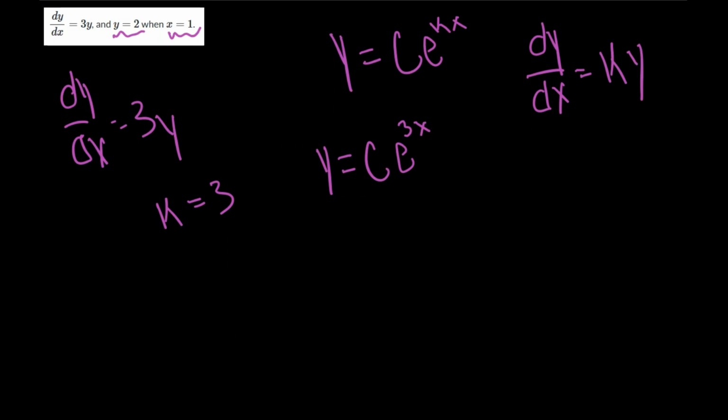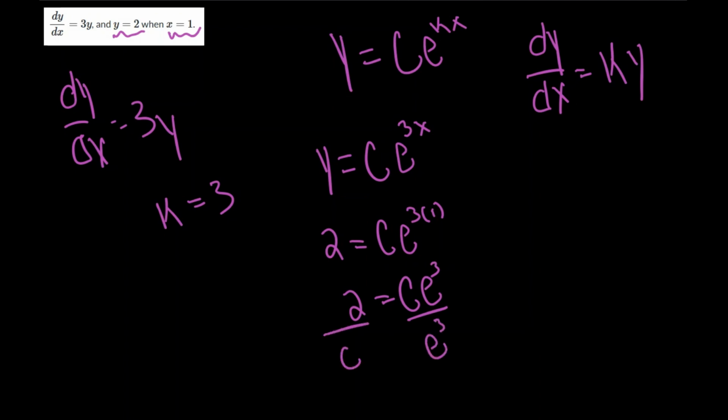And then we can solve for our initial value by plugging in our initial condition. So we can do 2 is equal to c times e to the 3 times 1. Then we have 2 is equal to c times e to the 3. To isolate c, we can divide both sides by e to the 3. So c is equal to 2 over e raised to the third power.